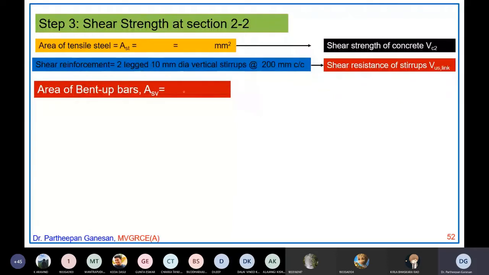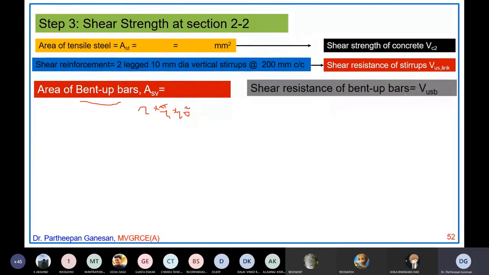The area of bent up bars is the number of bent up rods into pi by 4 into the steel diameter square. Bent up bars are for the main tensile bar, not the stirrups. So it will be 2 into pi by 4 into 20 square, where 20 mm is the rod diameter. So accordingly you find out ASV, and from this you can easily find the shear resisted by the bent up bar.